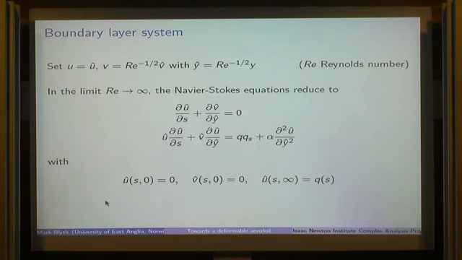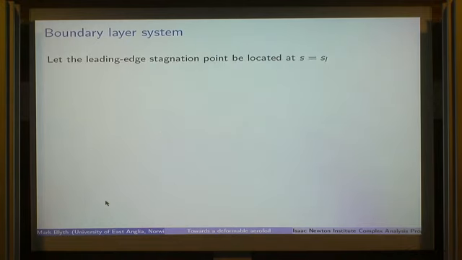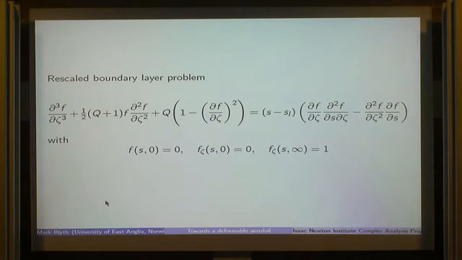And separation is signified by the vanishing of the skin friction, du/dy, or du hat/dy hat, on the boundary at y equals zero. That's the thing we're interested in. Let's just skip the details of how the calculation is done.